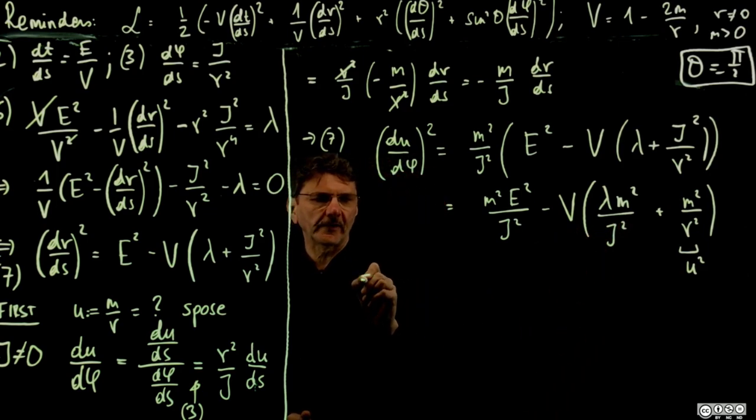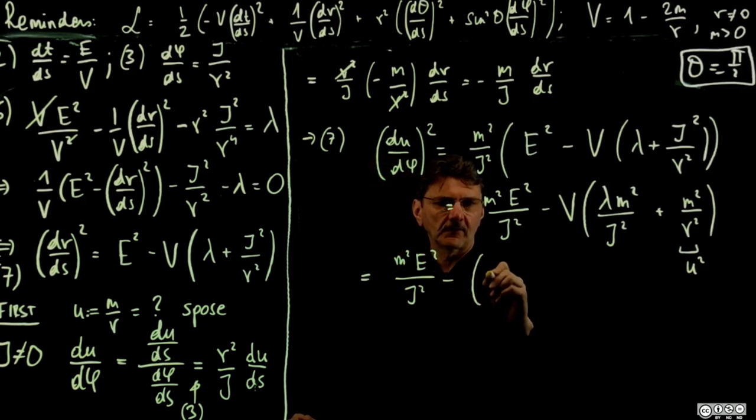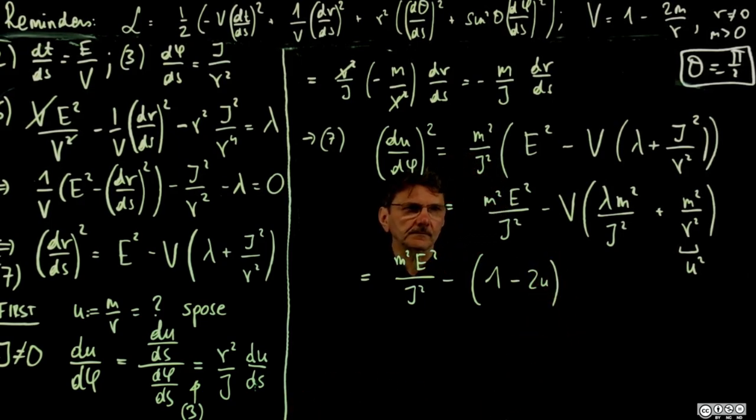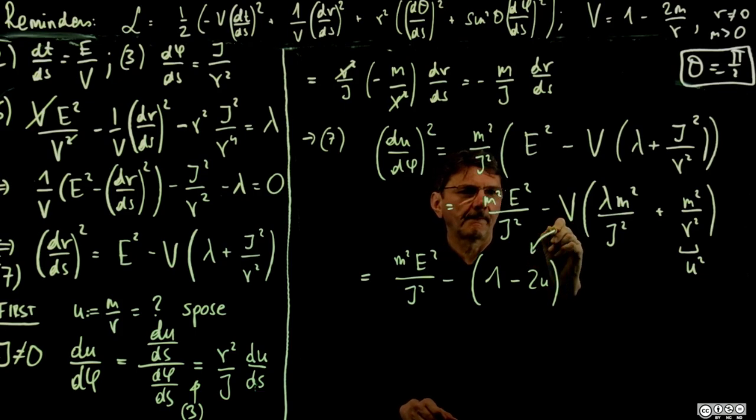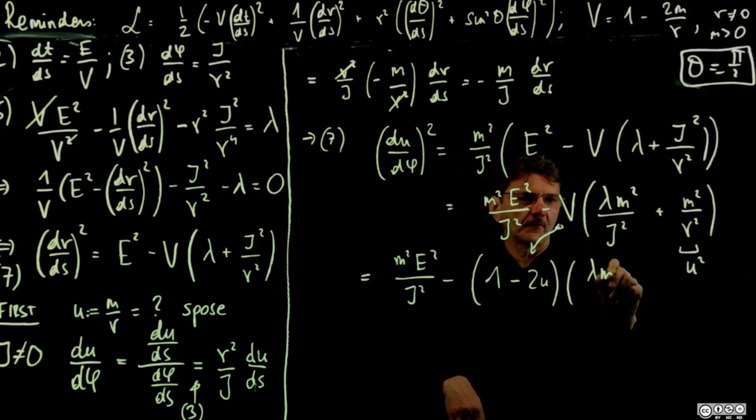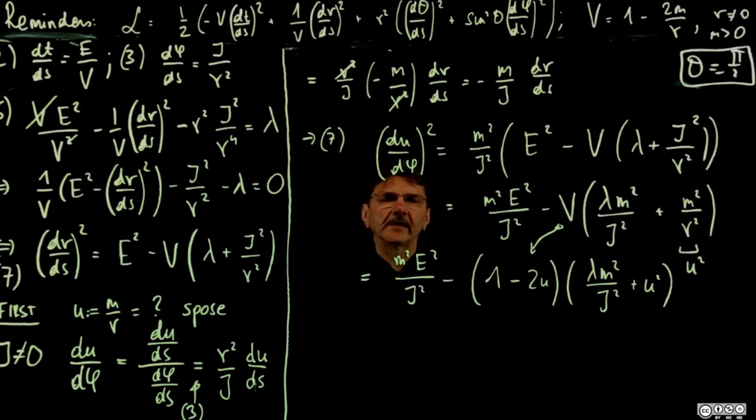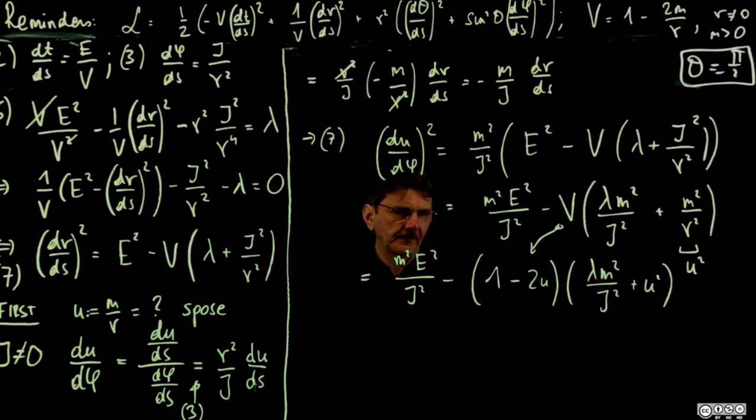So let me write it in full. Then m square e square over j square minus v is 1 minus 2u, because u is m over r, so this is from v. And here we get lambda m square over j square plus u square. Well, it doesn't look too bad. It's a bit nicer than before. There was 1 over r square here, 1 over r in this equation. Now it's become polynomial. So at the right-hand side, you have a polynomial here.